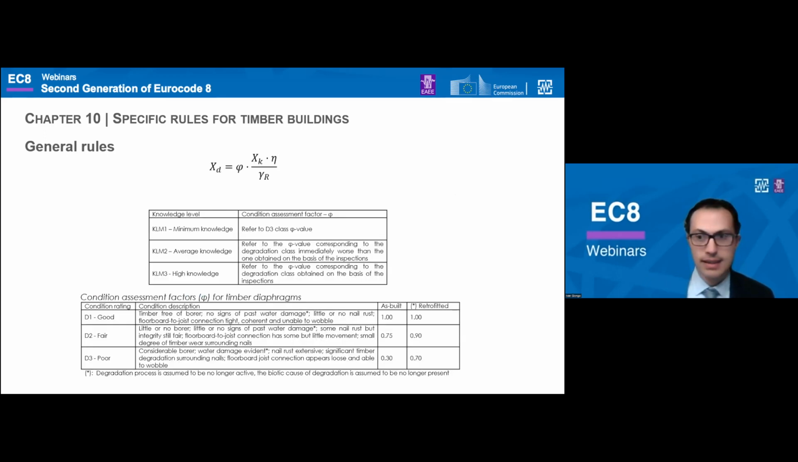In this table here, we have the condition assessment factors recommended for diaphragms, depending on the condition rating. And if the diaphragm is in good condition, we take 1 as the value of phi, down to 0.3 if the diaphragm is either classified as poor or we do not have enough knowledge about it. And respectively, if the diaphragm is being strengthened, then its performance is strongly influenced by the retrofit, and therefore we have higher values of phi.